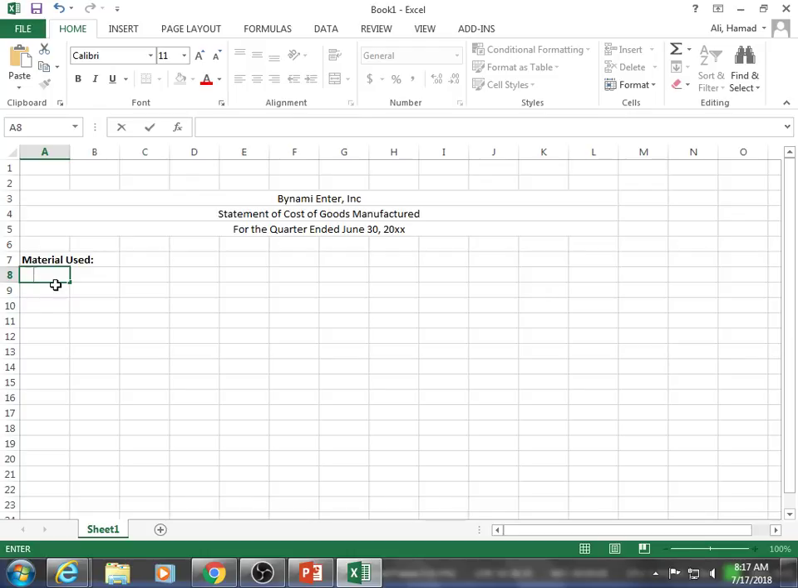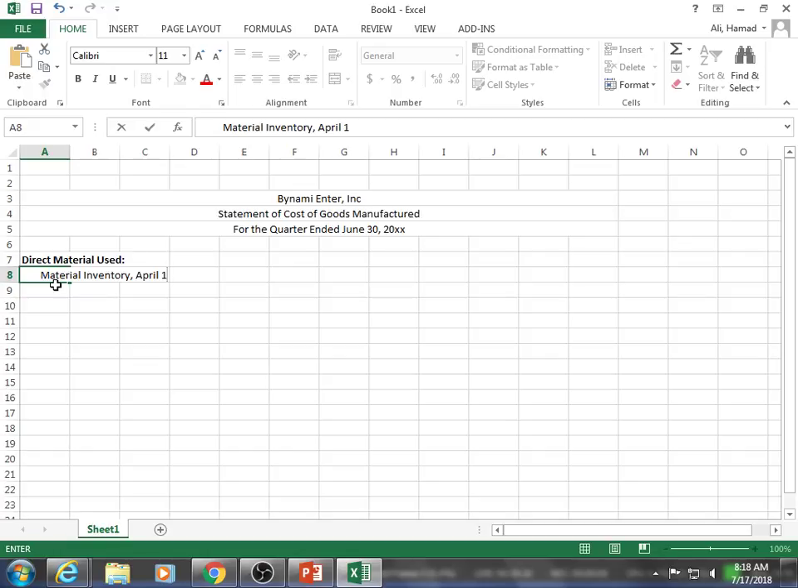So we're going to say direct materials used. We're going to start with April 1st material inventory. April 1st means the beginning of the quarter. Yeah, beginning inventory of direct material, which is April 1st.